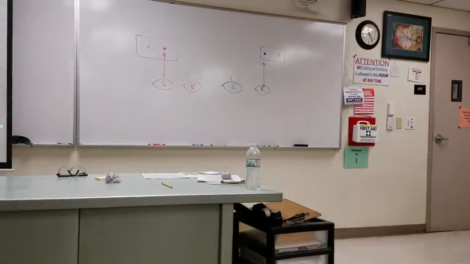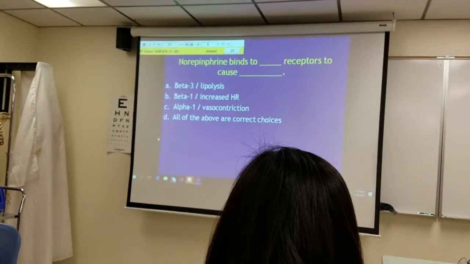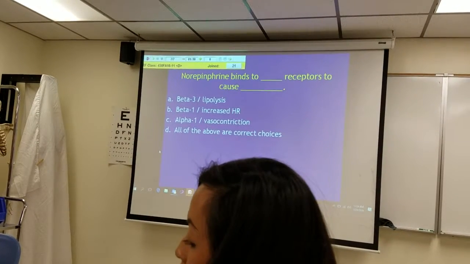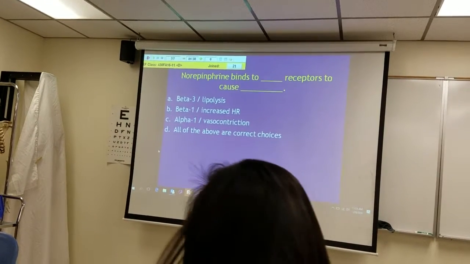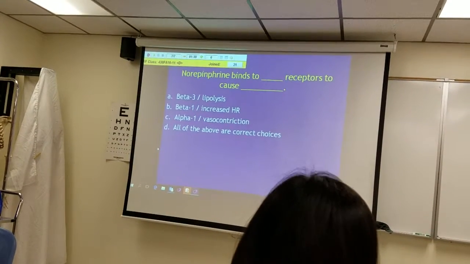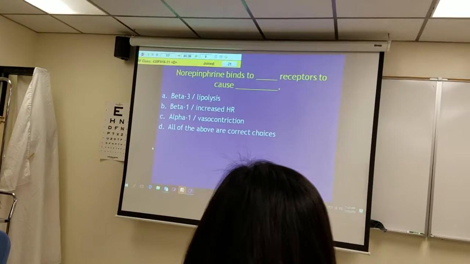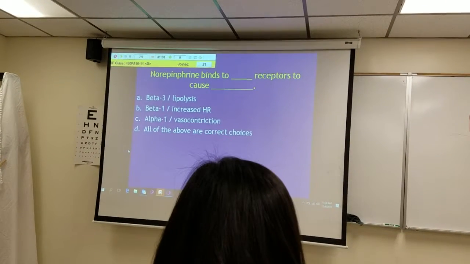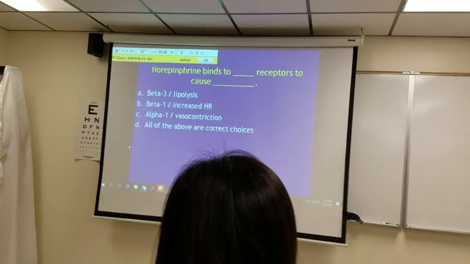So you needed to know beta-3 is on adipocytes. When epi-norepi bind to these beta-3, it tells the adipocytes to break down the triglycerides, which is lipolysis. Beta-1 was another one I gave you. Beta-1's on cardiomyocytes. So when you stimulate those, heart rate goes up. On the same cells, you have muscarinic receptors, and when you stimulate those, heart rate goes down. Parasympathetic brings it down, sympathetic brings it up.